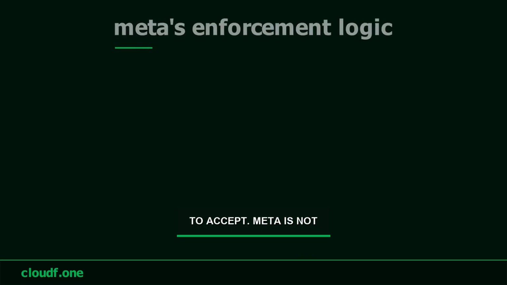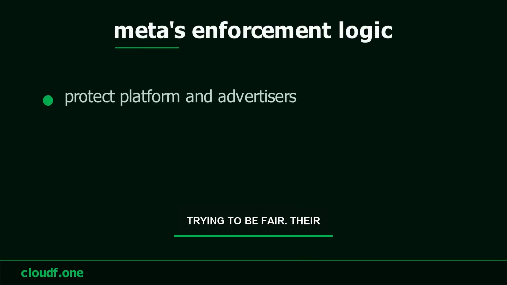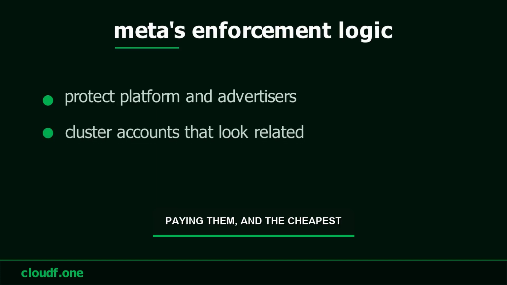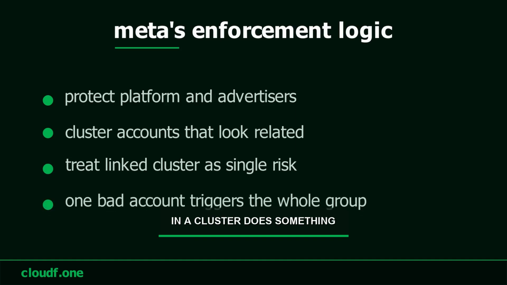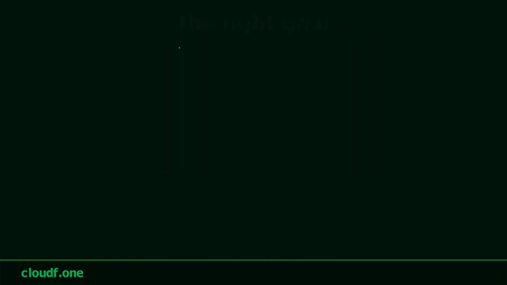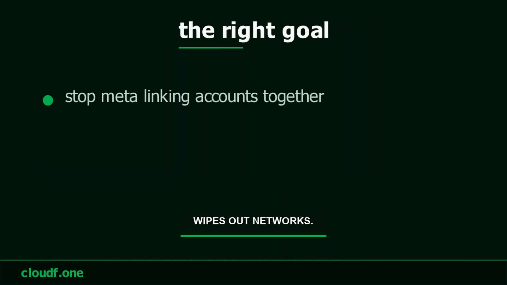First, the thing you have to accept: Meta is not trying to be fair. Their job is to protect the platform and the advertisers paying them. And the cheapest way to do that is to cluster accounts that look related and treat them as one risk. When one account in a cluster does something they do not like, they can take action on the whole cluster at once. That is the mechanic that wipes out networks.